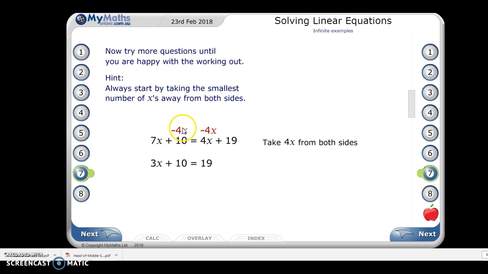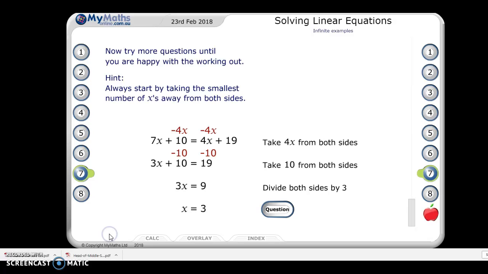So the 7x minus the 4x will give me 3x. I've still got the plus 10. 4x minus 4x, nothing. I've still got the 19 here. Yep. Once again, they put the working above, I put it below, so put the minus 10 underneath the plus 10, put the minus 10 underneath the 19. So we get 3x, the 10 minus 10, that makes that disappear. 19 minus 10 is 9, and then we know to divide by 3, and 3 is the answer.